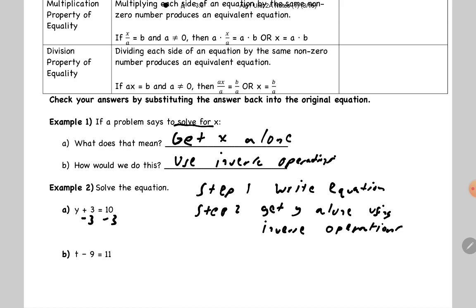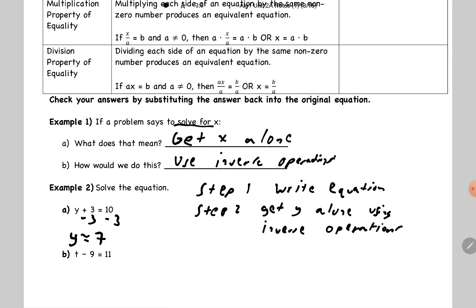Okay. So once again, let's start over. Step 1, you write the equation. In step 2, we want to get y alone. We see a plus 3. What's the opposite of adding 3? It's subtracting 3. Okay. So we have to do it to both sides. So 3 minus 3 is 0, so it goes away. And then we're left with y equals 10 minus 3 is 7.